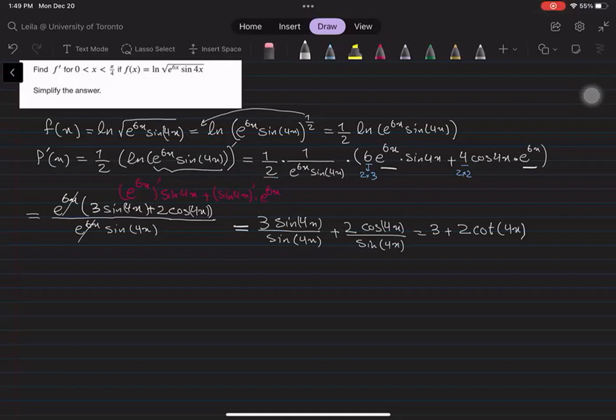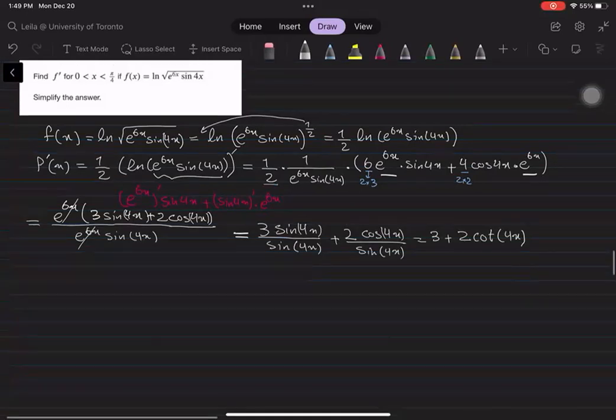Do we have to simplify every time? Is it okay to leave the answer just like this? I don't think you have to simplify, but if you can, it's better. Oh, okay. Thank you.